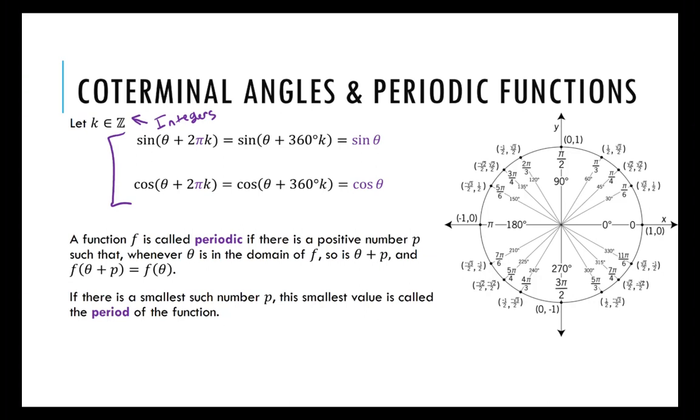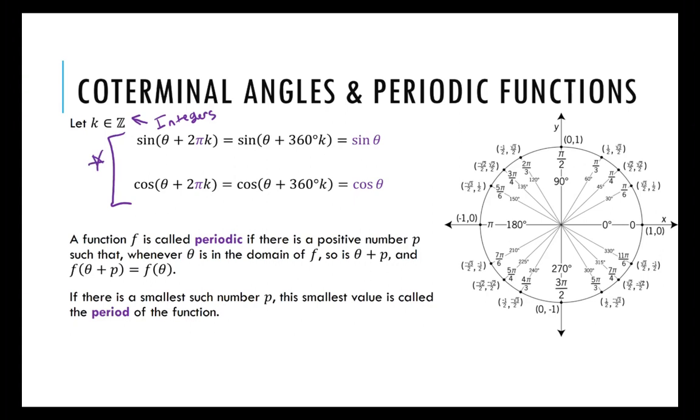Now specifically, we're going to say that if there is a smallest number p, that is a smallest amount of change that's allowed that still keeps you with the same answer, we're going to say that that's the period. This idea of period is going to come up pretty heavily, but just understand that period is the distance that you can add to your theta to get the exact same answer. And we know that one full rotation of a circle is going to be that period for sine and cosine, right? That's exactly what, once again, these two things say.